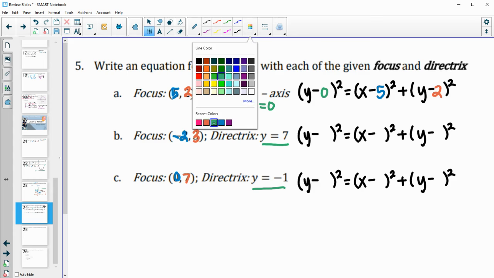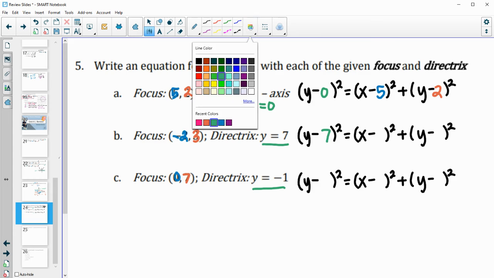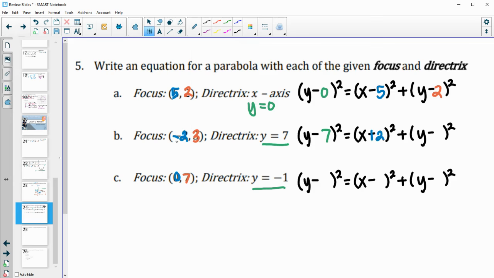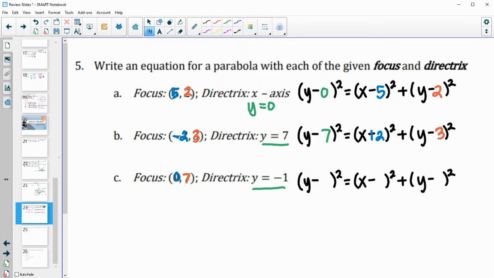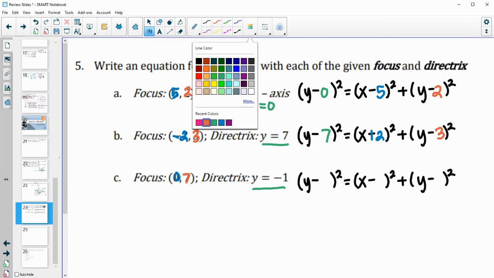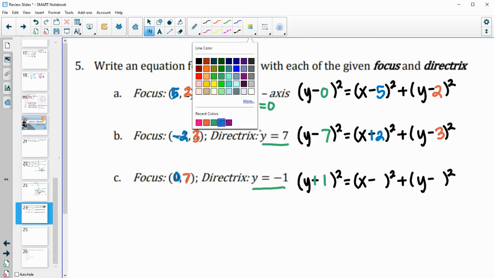Next one, again, y minus the directrix, so y minus 7. Then we'll do x minus -2. That was the x coordinate of the focus. And then y minus 3, the y coordinate. For this last one, y minus -1. And then x minus 0, and y minus 7.